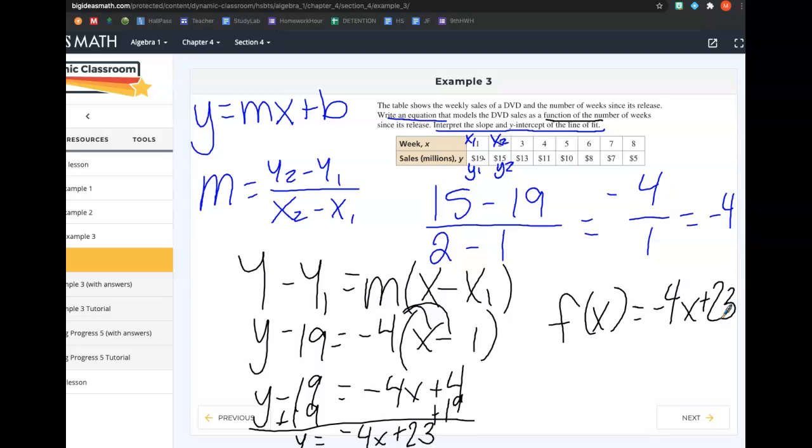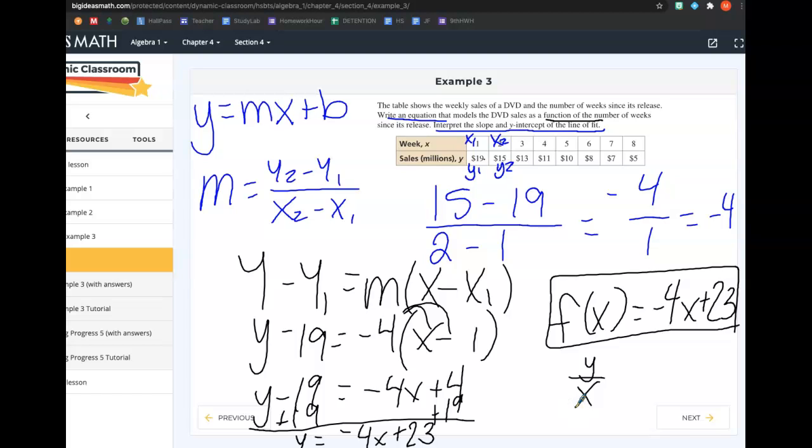Okay. So now we're not done yet because we have to interpret the slope and the y-intercept of the line of fit. So this is the equation that I would use for the line of best fit. When we are interpreting, first of all, for slope, it's the change in y over the change in x. Therefore, I put my y label on top and my x label on bottom.